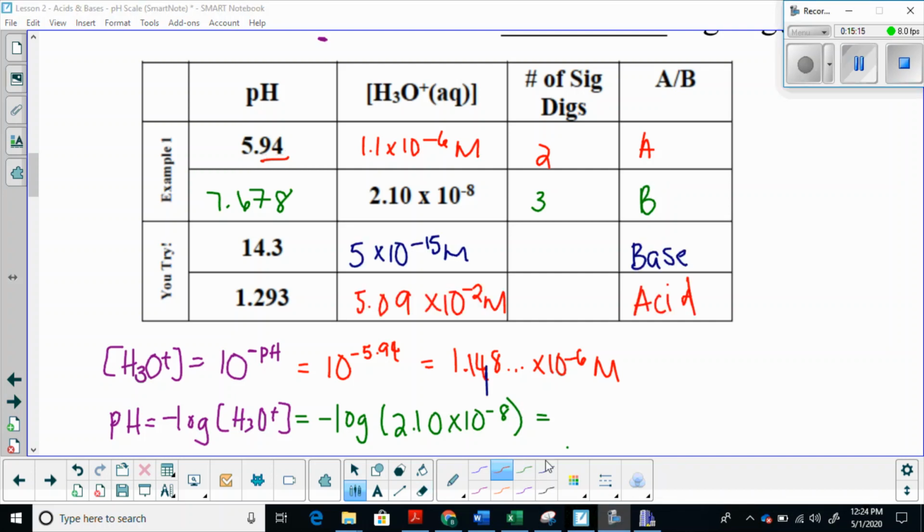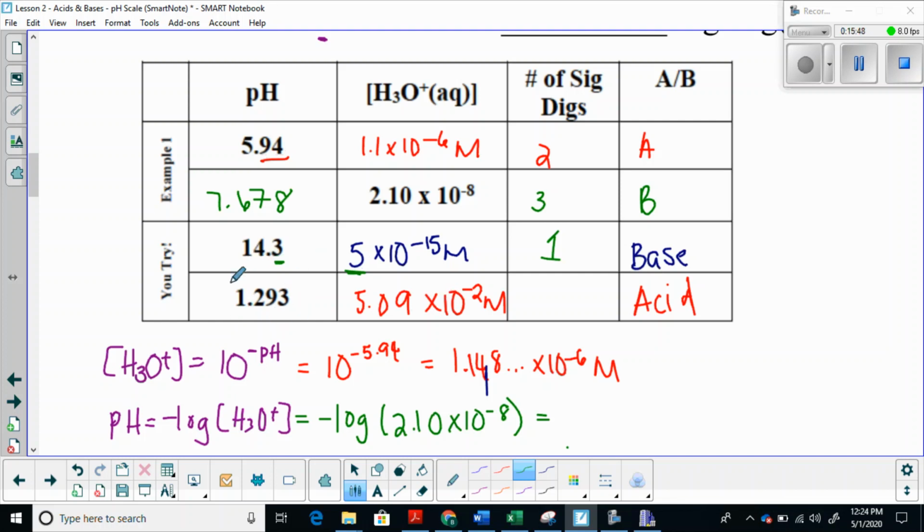Okay, here we are. So for the first one, I used this formula here. Once I plugged everything in, I got an answer of 5 times 10 to the negative 15. This has one significant digit. This has one significant digit. For the second one, oh, and it is basic because it is above 7. Yes, you can go above 14 on the pH scale, and you can go below 1 on the pH scale as well. There are negative pHs as well.